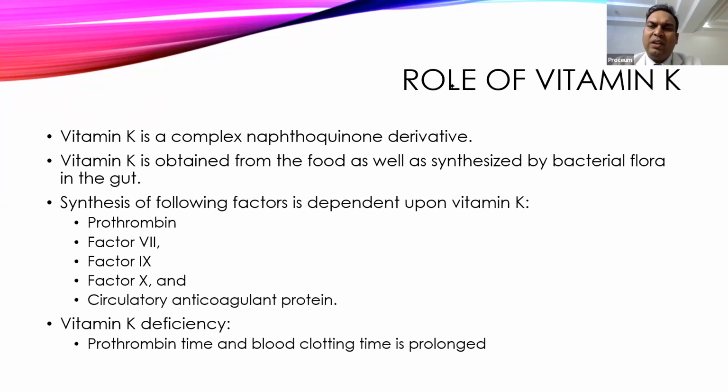It's like a symbiosis. We are living together with that bacteria. As the bacteria rent our gut for their stay, they pay rent by producing various factors useful for our body, and one of them is vitamin K. The factors which require vitamin K for their synthesis are called vitamin K dependent factors. These are prothrombin, factor 7, factor 9, and factor 10. All these 4 factors are called vitamin K dependent factors.